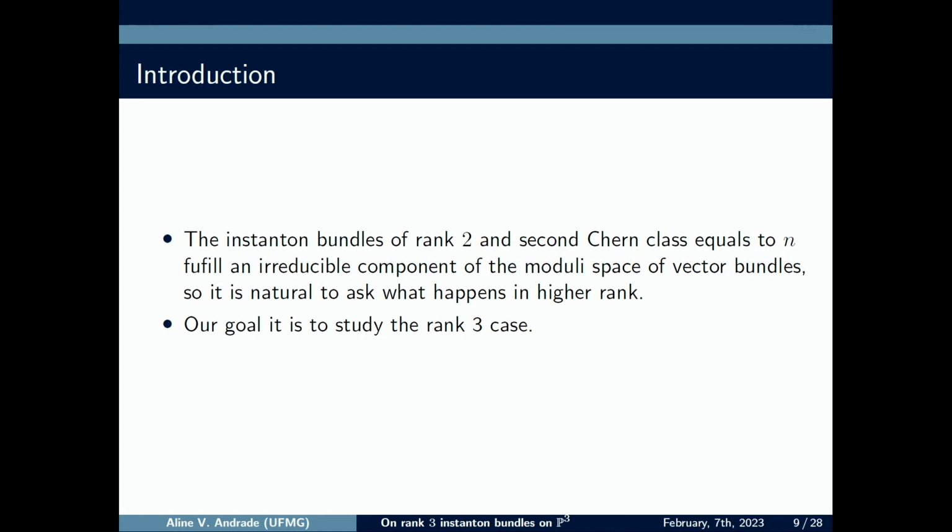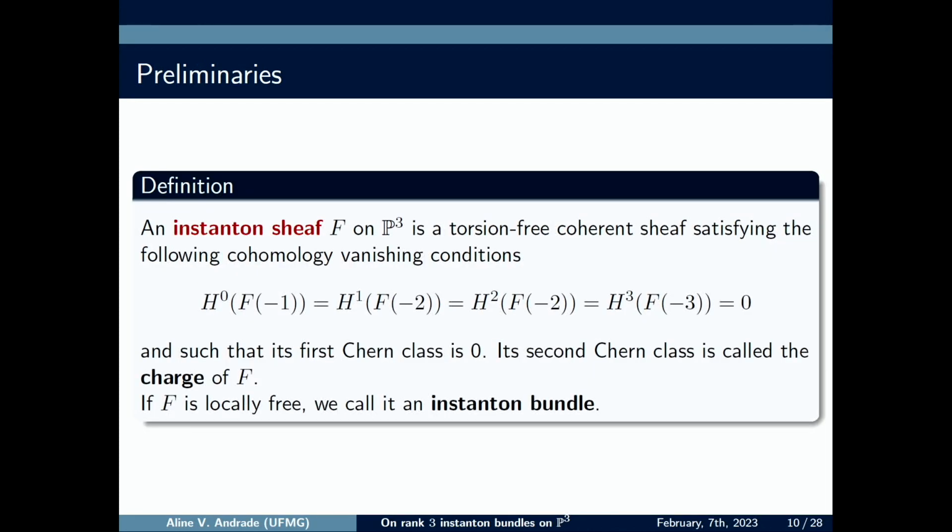So since we're going to talk about rank 3 instanton bundles on P3, I will recall the definition of instanton, but just in the case that we're going to use. Okay? So an instanton sheaf on P3 is a torsion-free sheaf satisfying these vanishing conditions of the cohomology. Okay? And in this case, it's easy to see that the second Chern class is equal to the charge of the bundle. Okay? And again, if F is locally free, then we are talking about instanton bundles.